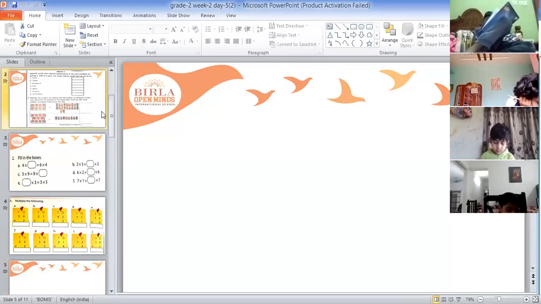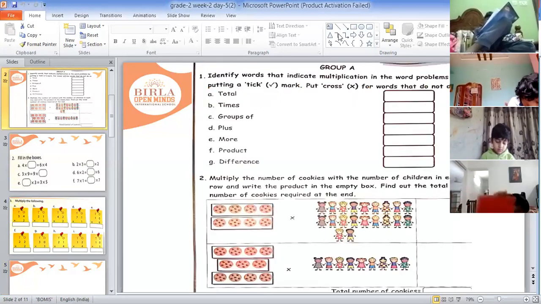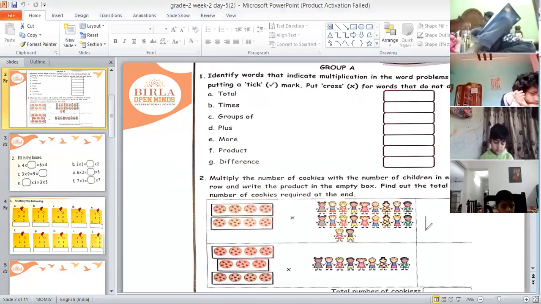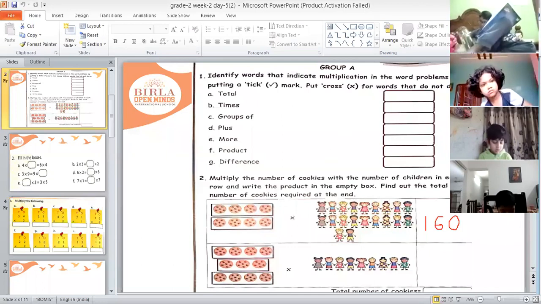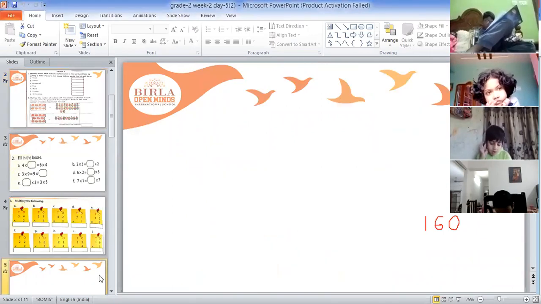So now what we'll do, children, see here, in your book, you will write here the answer. Answer is 160, right? So in the first box, write here 160. Write this answer in your book also. Done? Okay. Now again we will solve this in your notebook first and then we will write in your course book.